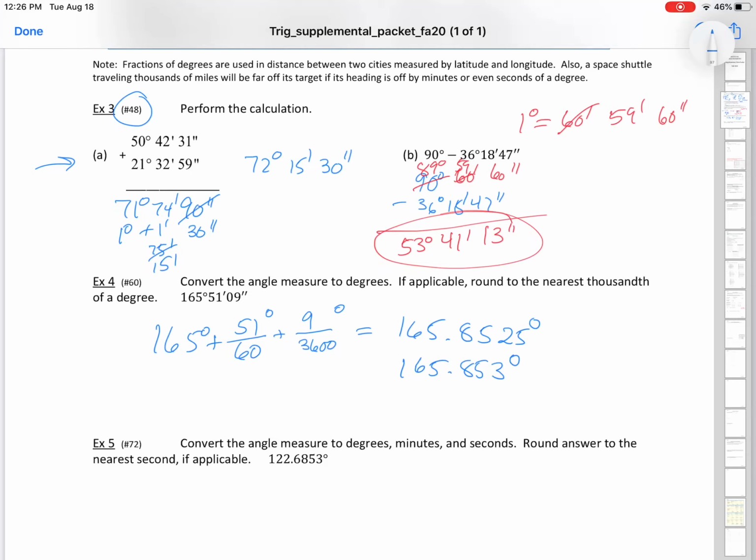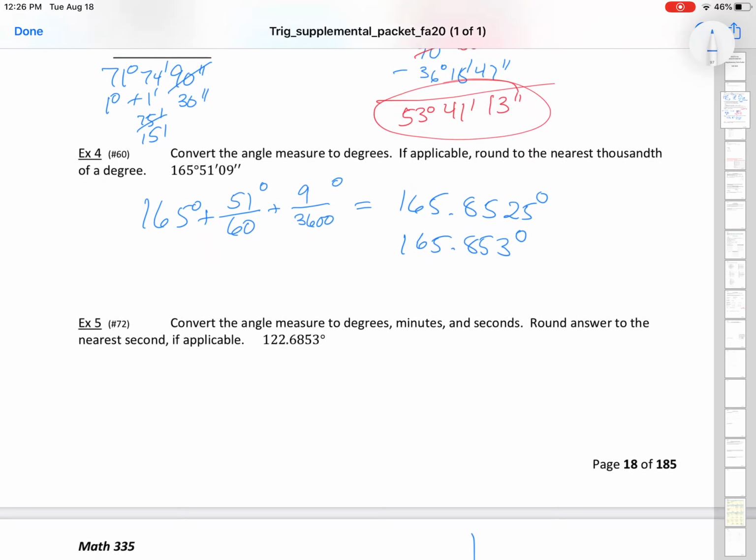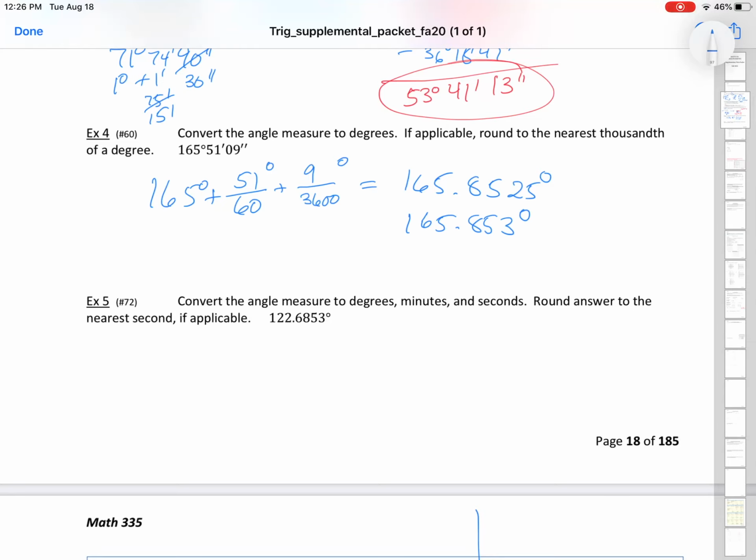Without the degree symbol, you've used another unit of angle measurement, and it would be wrong. And so we got to be careful of that. So make sure there's that little circle there. Finally, for this page, we have convert an angle measure to degrees, minutes, and seconds. Round the answer to the nearest second if applicable.